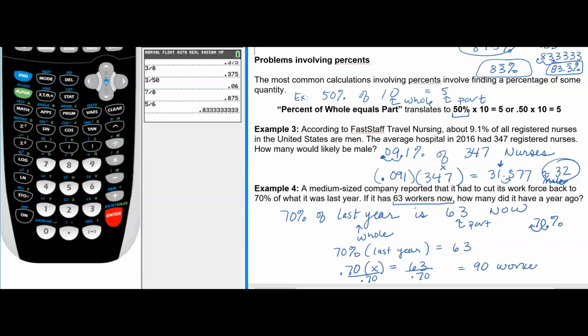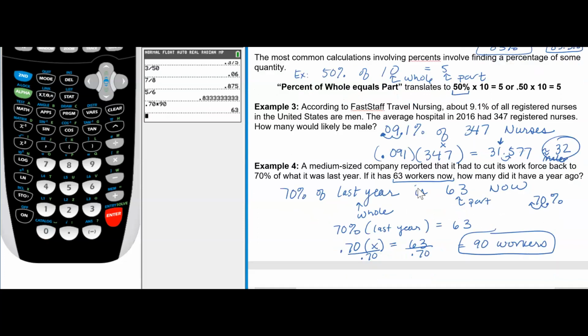90 workers. Okay, and then always ask yourself, does that make sense? Does 70% of 90 equal 63? So you can always come over to your calculator. It's a really good idea. And just do 0.70 times 90, enter, and you end up getting 63. Awesome. So we got the right answer.